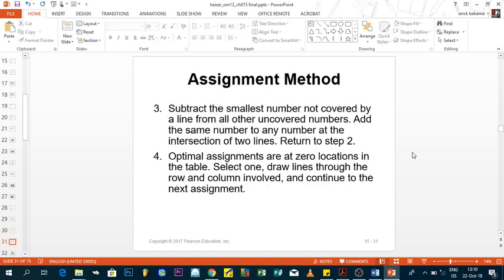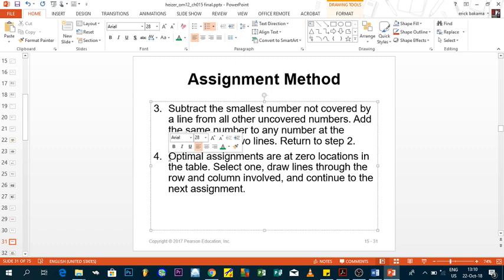So what is step 3 talking about? Step 3 is about subtracting the smallest number not covered by a line from all the other uncovered numbers, and then we add the same number to any number at the intersection. And then after that we return to step 2, which is about drawing the minimum number of lines. Then finally step 4 is about the optimal assignment at zero locations. So you select one, draw a line through the row and column involved.